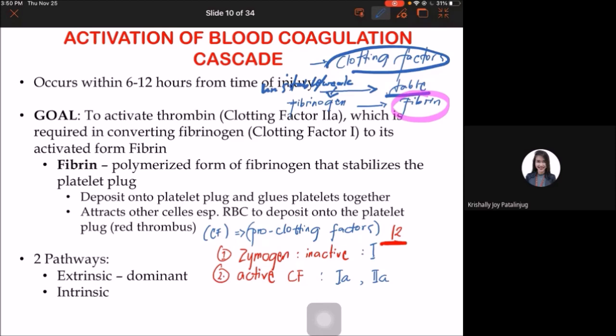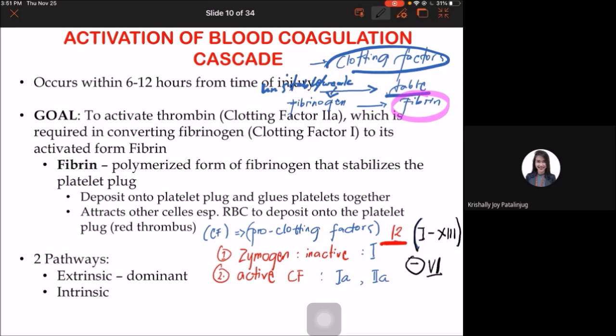So that's how we write the clotting factors, okay? Using Roman numerals. Kapag active, then inactive. Okay? So again, there are 12, all in all, 12. And they are being numbered from Roman numeral 1 to 13. Okay? Kasi walang clotting factor, it's 6, no?